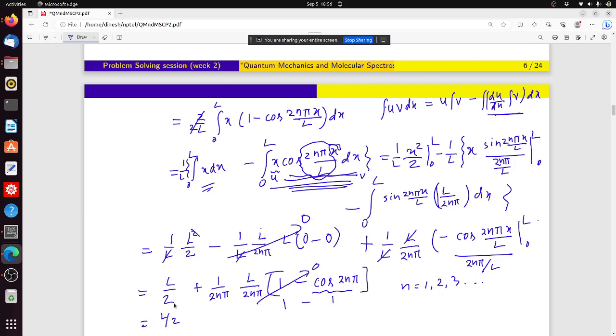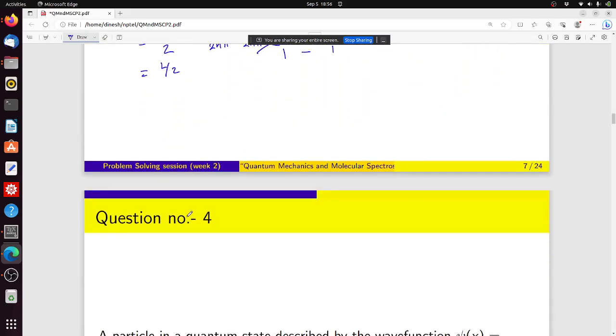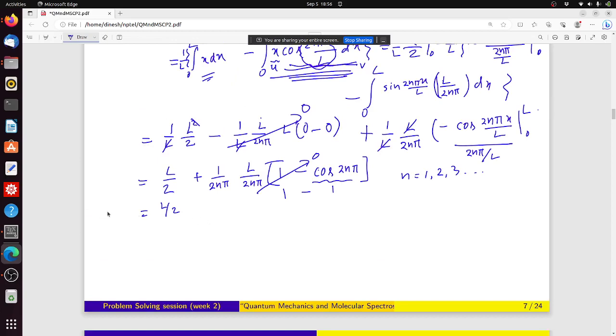So we were calculating the expectation value of x. What is the meaning of this expectation value? We are getting L by 2 when we are searching in a one dimensional box whose length is L. What is the meaning of the expectation value being L over 2? Sir, the probability of getting the particle in the middle point. Yes, right.